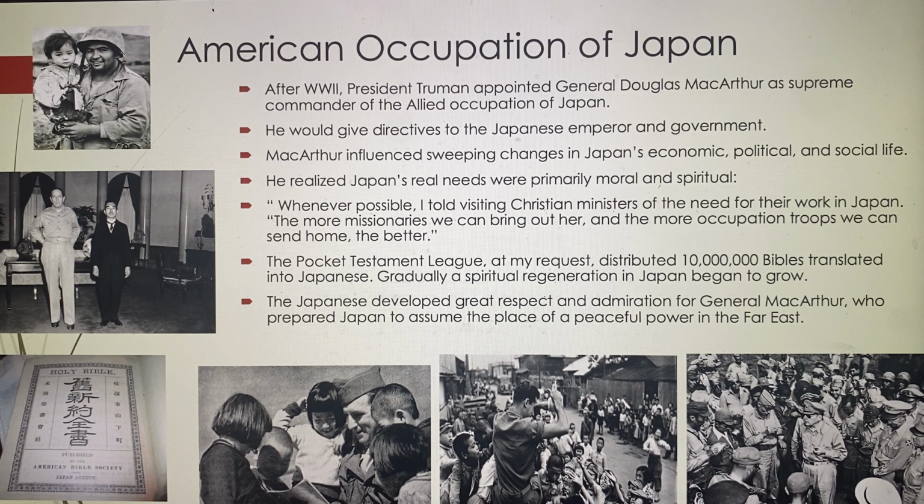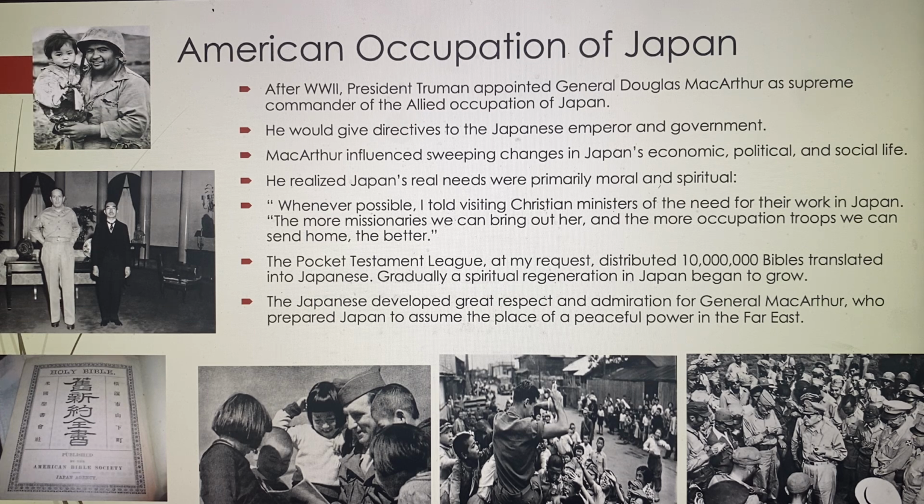The Pocket New Testament League, at my request, distributed 10 million Bibles translated into Japanese. He brought in 10 million Bibles. He's my kind of guy, right? My kind of general. "And gradually, a spiritual regeneration in Japan began to grow. The Japanese developed great respect and admiration for General MacArthur, who prepared Japan to assume the place of a peaceful power in the Far East."